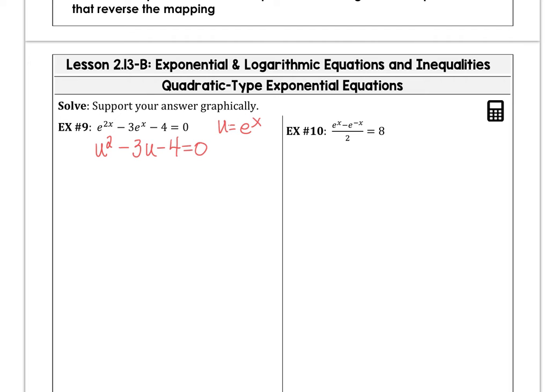And I can factor u squared minus 3u minus 4, because negative 4 times 1 is negative 4, and negative 4 plus 1 would give us that negative 3 term in the middle. So it's very simple that we can get u equals 4 and u equals negative 1. So we want to think back. Our substitution was e to the x.